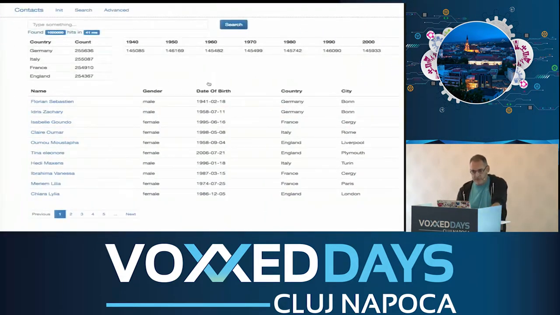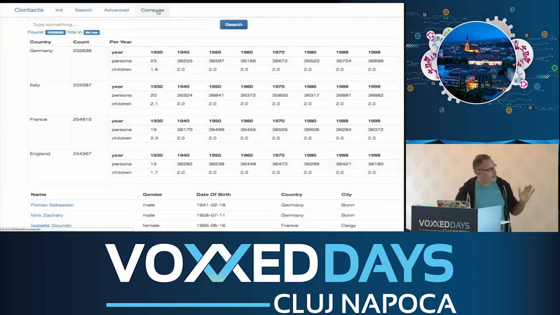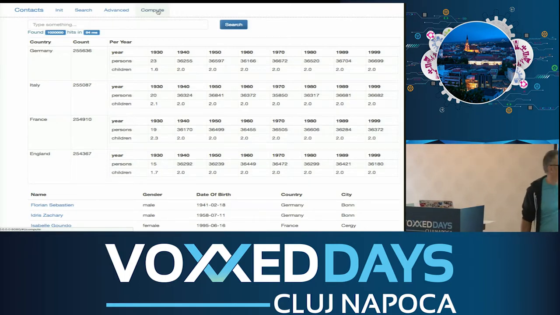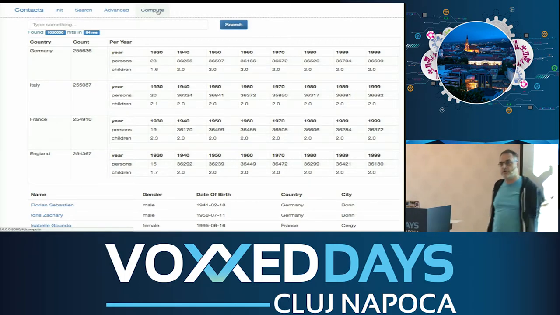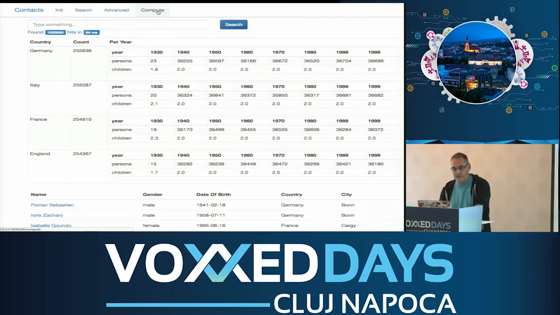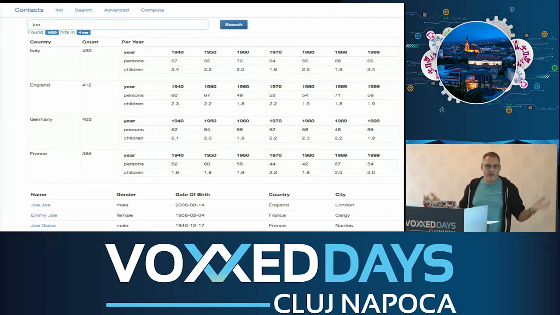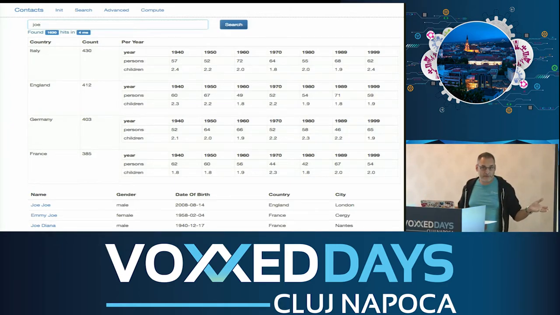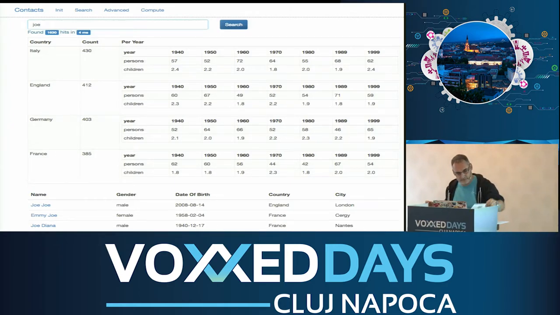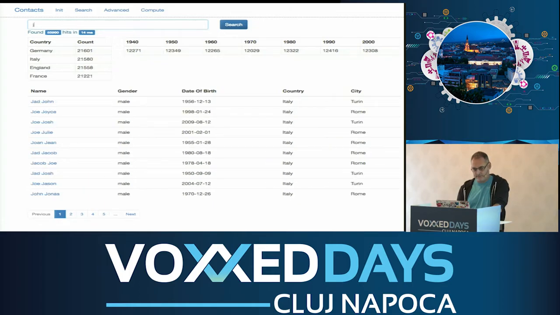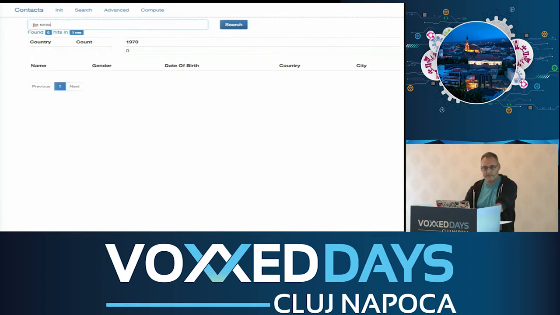Okay, so I should have a new button, compute. So now this is the result of this aggregation. You have the number broken by country, then broken per 10 years, and then for every single 10 years, the average number of children that you have. And of course, you can search for Joe inside this data set and understand what you have within your result set, okay? Super powerful.